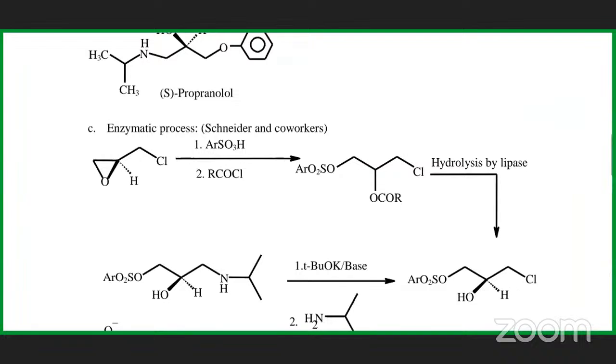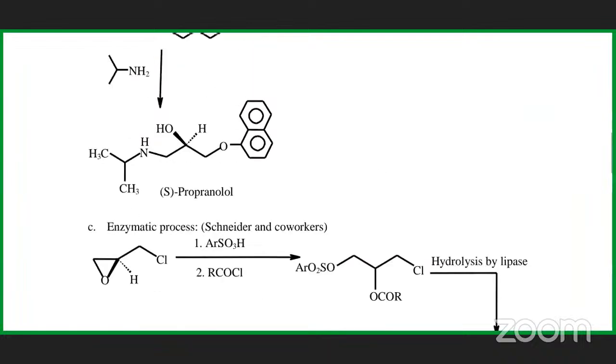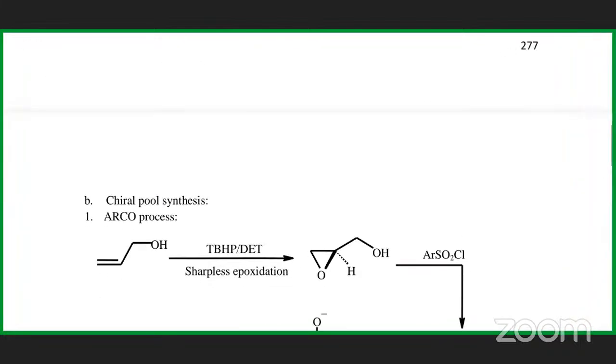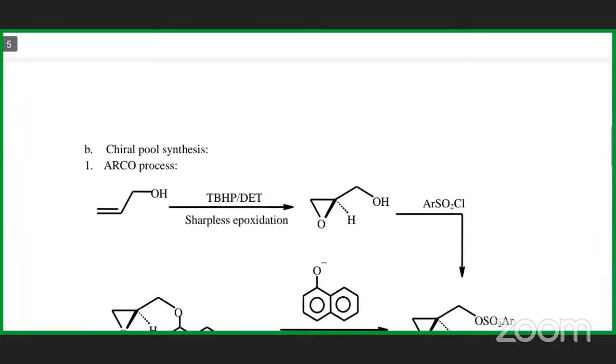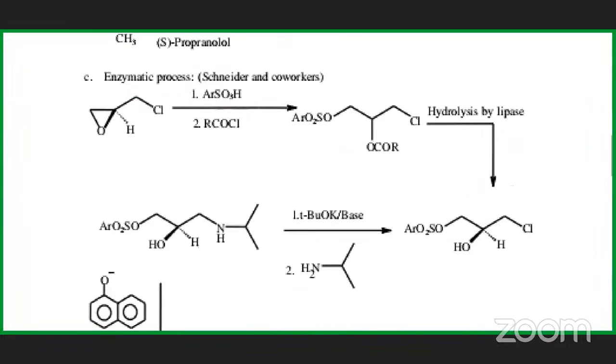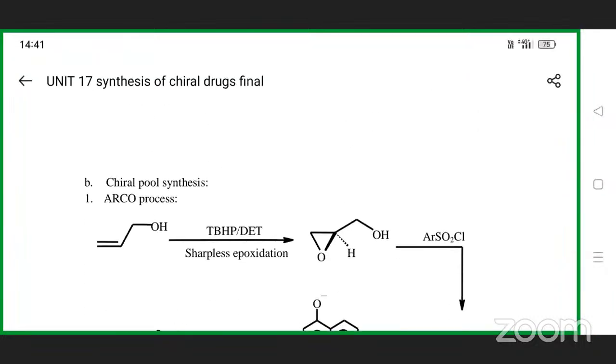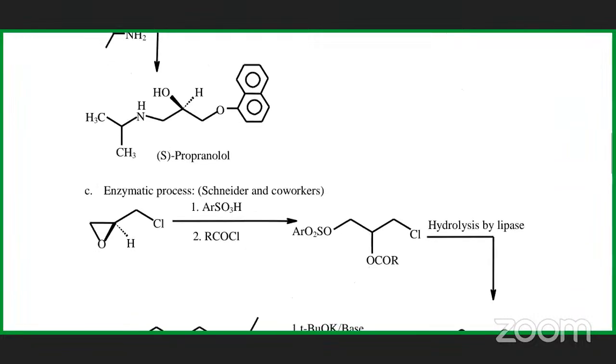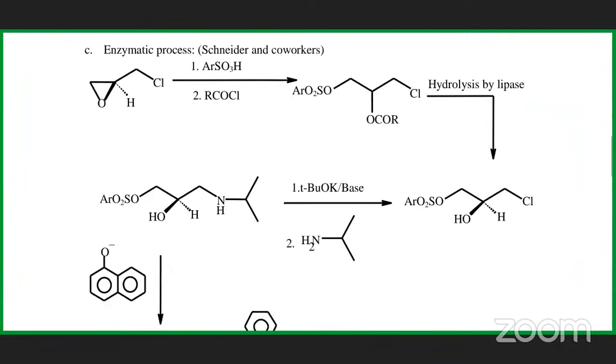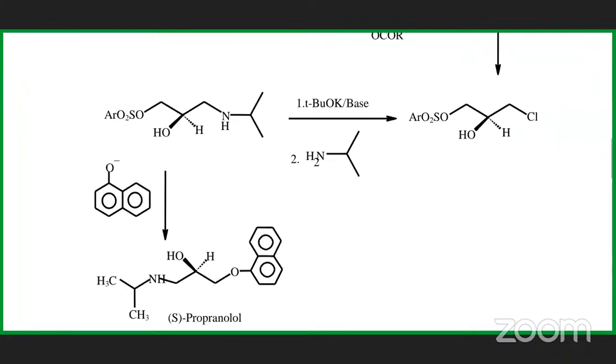Okay, and one more method here, like the ARCO process and chiral pools. So two methods are given, but we remember only one method here, right? So we can remember chiral pool synthesis and the classical synthesis. That's enough, and there is no need for this enzymatic process. It is not required. If you want to remember it, you can go with it, but it's not needed.